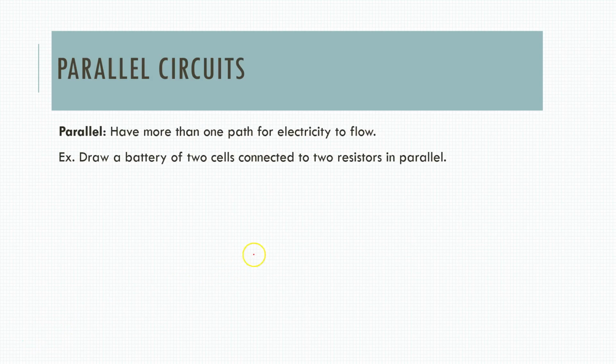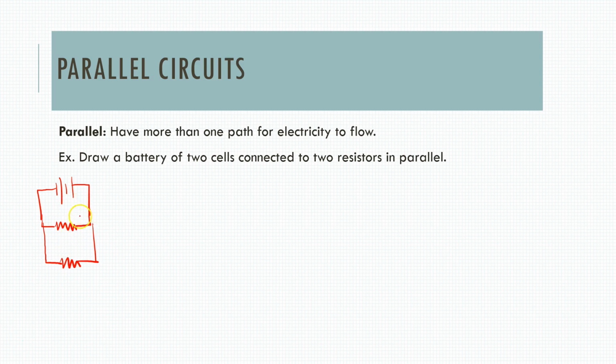Then you have parallel circuits. Parallel have more than one path for electricity to flow. So this is a battery of two cells connected to two resistors in parallel. So here's our two cells again, 1, 2. And I'm going to square this up. I'm going to put one of them here and one of them here. These are in parallel with each other.